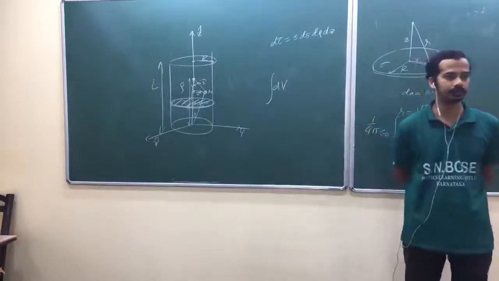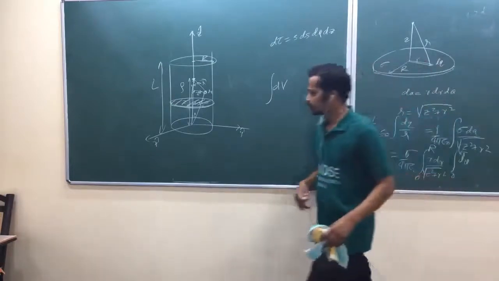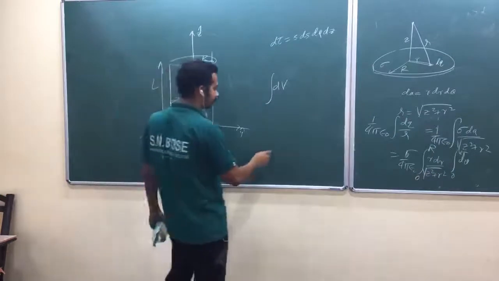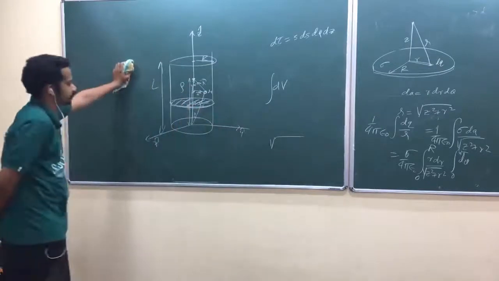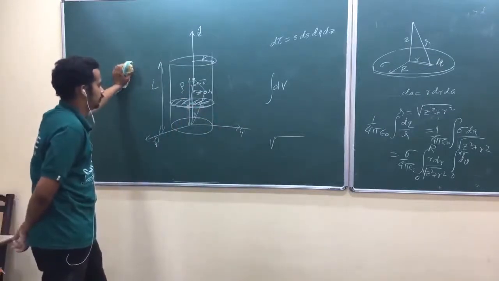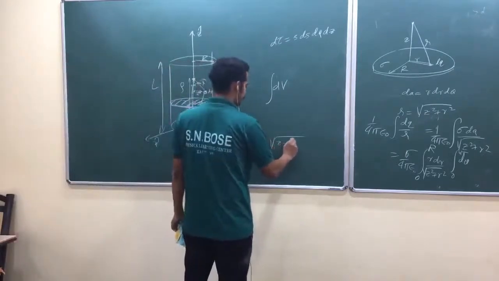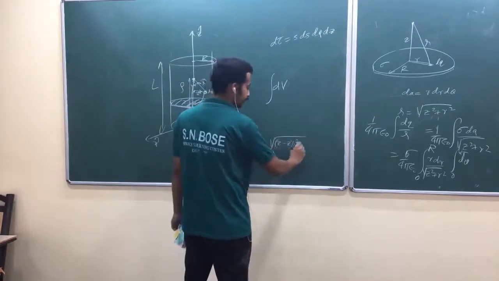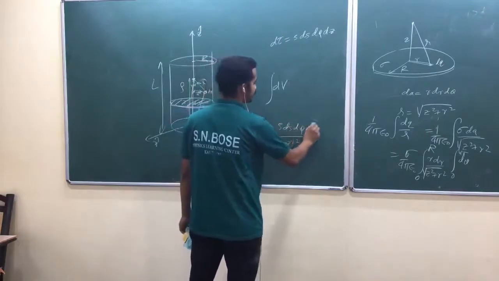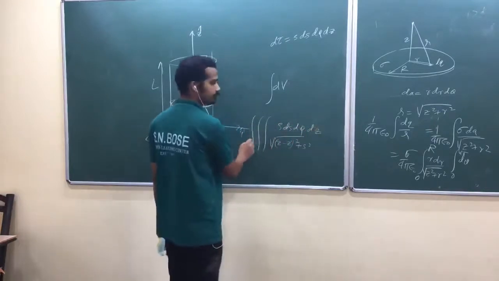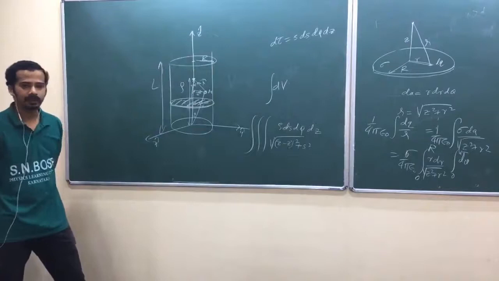I'd better start from the ring. From the ring, how to do the disk. From the disk, how to do the cylinder. Okay, that's better. So try that one. I think try to do that integral: root of z minus z prime the whole square, z is constant, z prime is variable, plus s square, s ds d phi. This integral. Are you getting my idea?